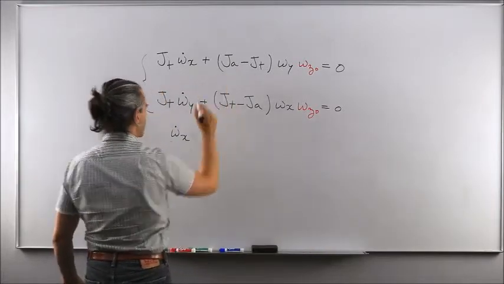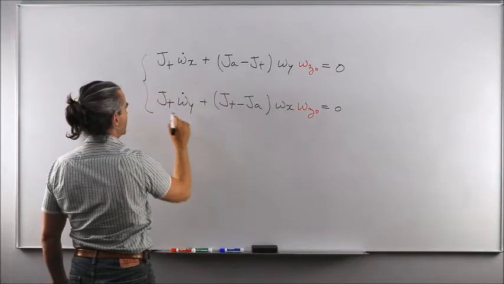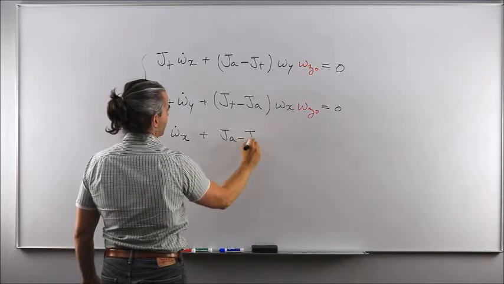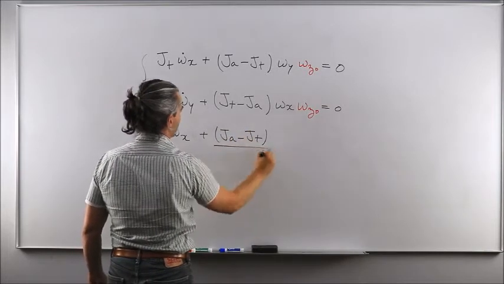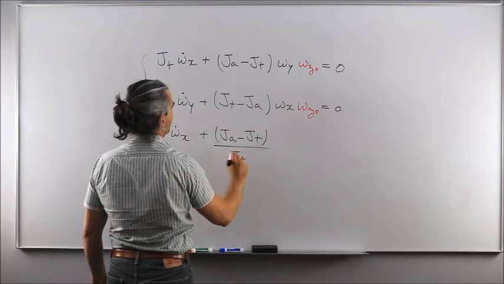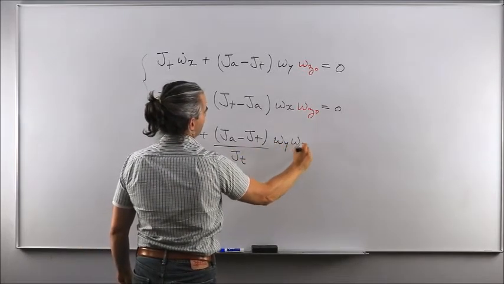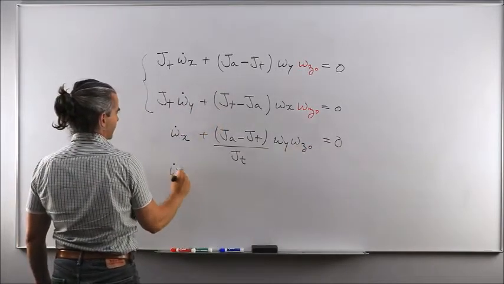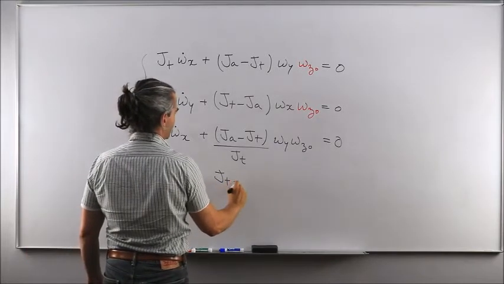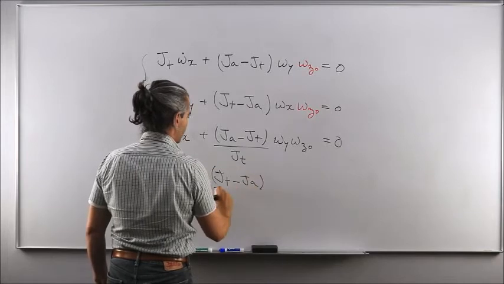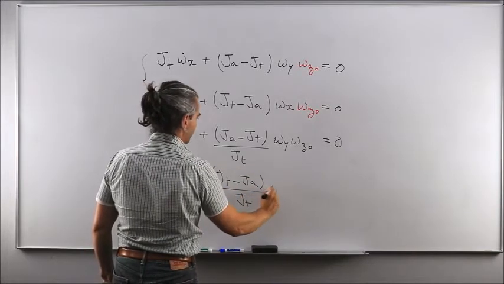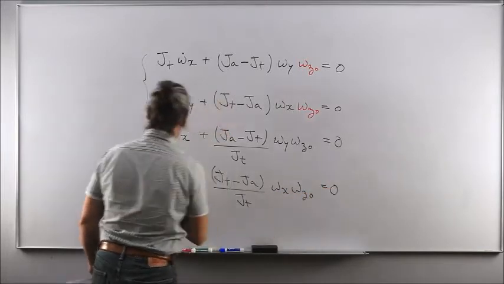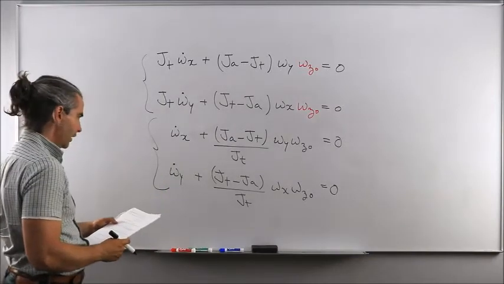I'm going to keep everything on the same side though. So the first step is just to divide everything by Jt. So omega x dot plus (Ja minus Jt)... All right, don't want to go ahead of myself. So one step at a time. And this equals 0. And same for the y equation. So omega y dot plus (Jt minus Ja) all over Jt, omega x, omega z not equal to 0. Okay?